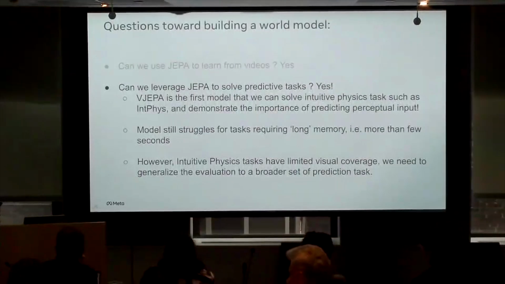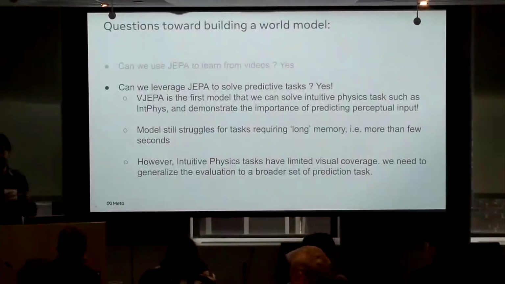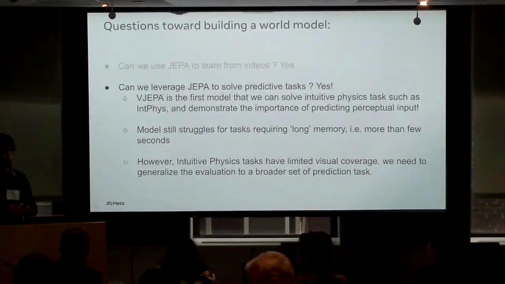One limitation, as you can probably see in the examples, is that this set of tasks has limited visual coverage. So while it allows us to test for very specific properties, it's not very broad in terms of general coverage.